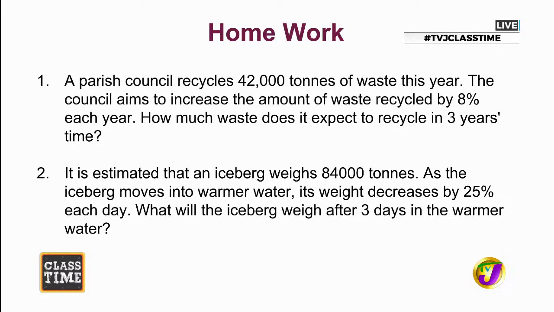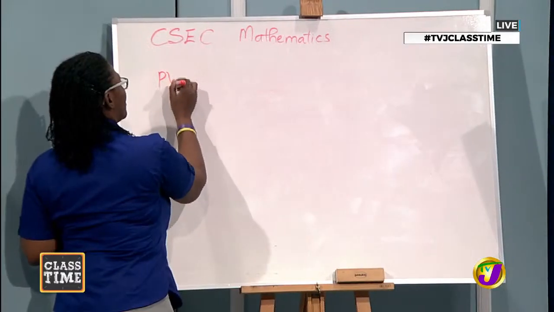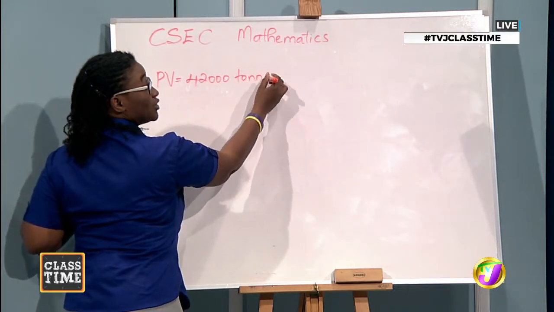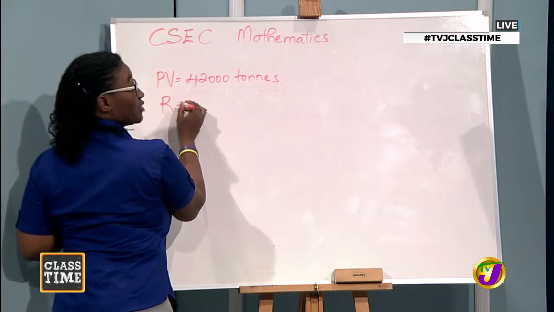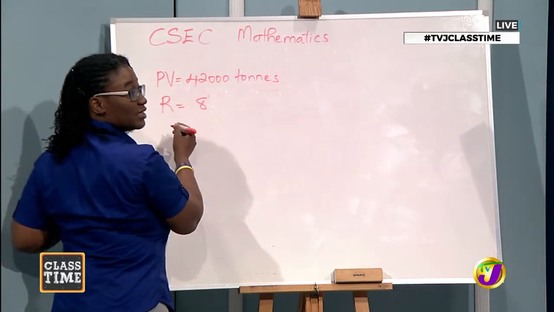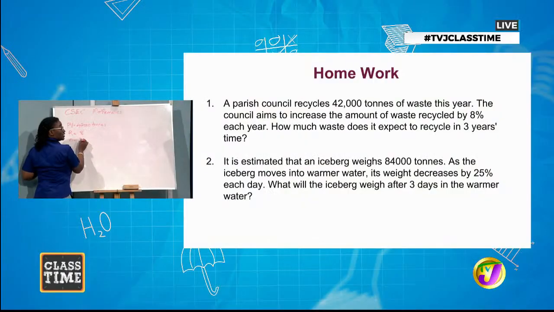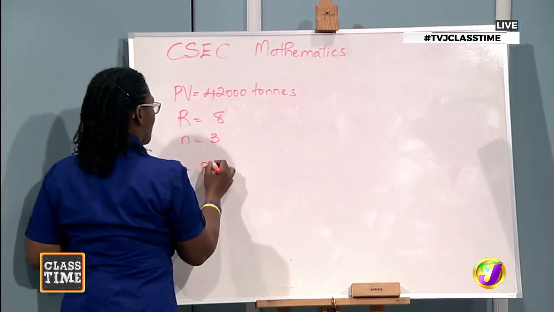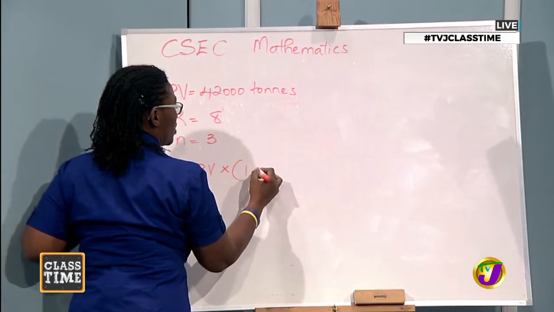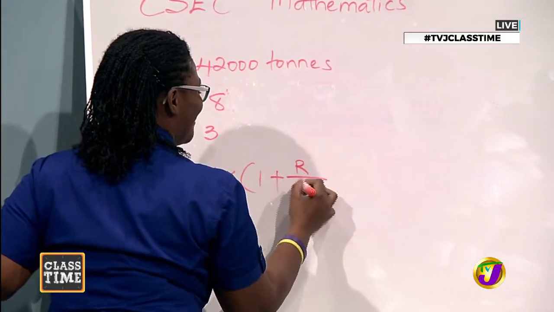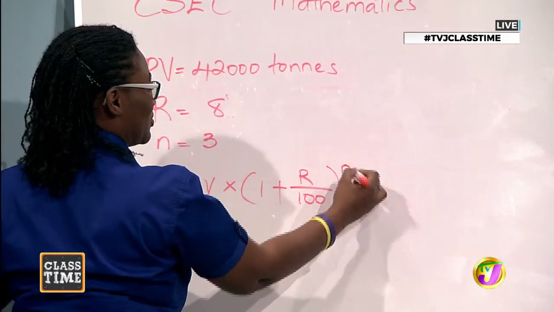All right. So let's pick out what we know. We know the present value, which is 42,000 tons. We also know the R value, which in this case is 8%, or 8 for the R when we substitute in the formula. And our N value here is 3. So remember our formula for appreciation. If we want to find our future value, it's our present value multiplied by 1 plus, this is appreciation, good, rate divided by 100, and that's raised to N.